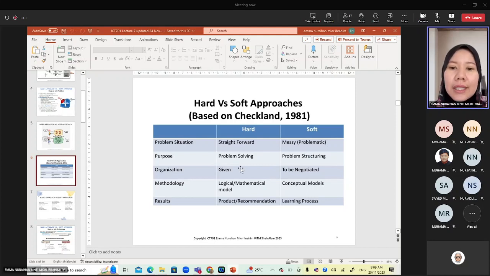sebagainya. Organization. So of course this one the standard procedures, okay? Contohnya kalau you buat programming language, you ada pseudocodes and everything, ya. Soft biasanya negotiation. Negotiation tu maknanya it's a learning process. So macam mana you nak create awareness? Bila you create awareness, doesn't mean that automatic people aware. Macam mana you nak create the process tu?